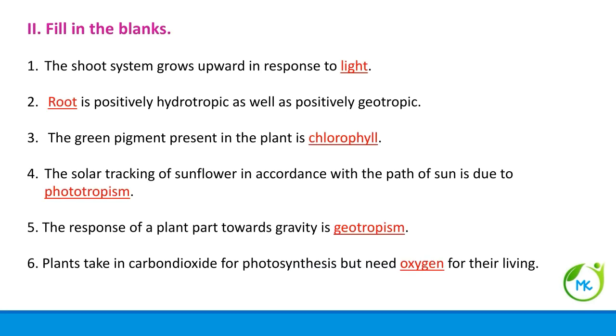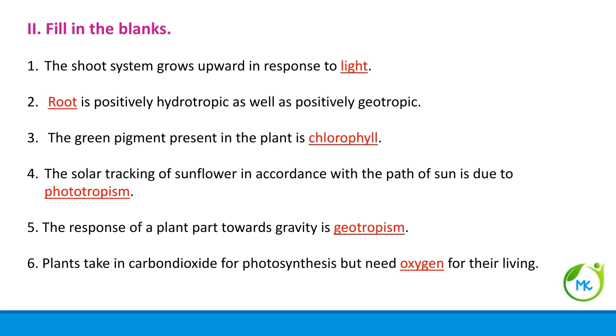Next, fill in the blanks. The shoot system grows upward in response to light. Okay, because it is growing in response to light. Dash is positively hydrotropic as well as positively geotropic. Now only we saw in the choose. Root is both positively hydrotropic and positively geotropic. That is, it grows towards the water and gravity.